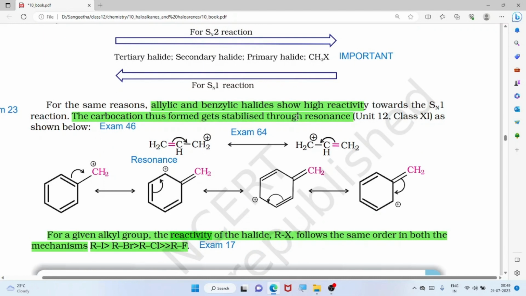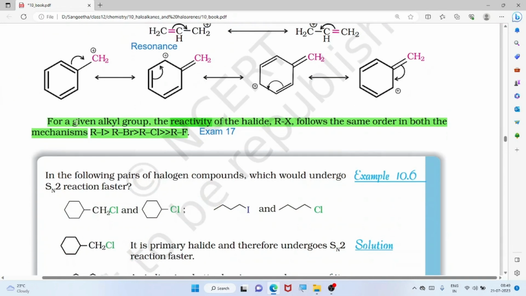The carbocation is stabilized through resonance. For a given alkyl group, the reactivity of the halides R-X follows the same order for both mechanisms. Reactivity of the iodide is greater than the bromide, greater than the chloride and fluoride. So iodine will have more reactivity.